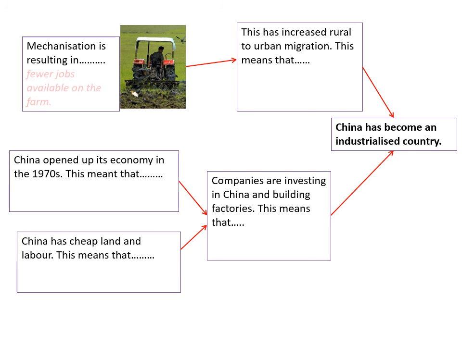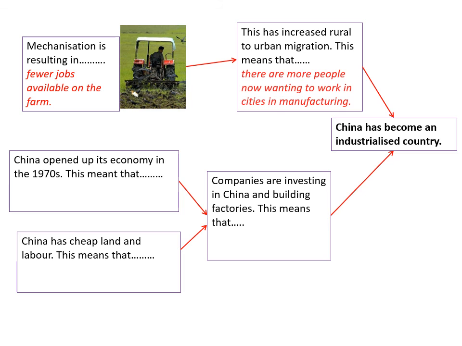Okay, let's do some answers. So mechanization is resulting in fewer jobs available on the farm. This has increased rural to urban migration. This means that there are more people now wanting to work in cities in manufacturing, in factories, and China has become an industrialized country. Also, China opened up its economy in the 1970s.